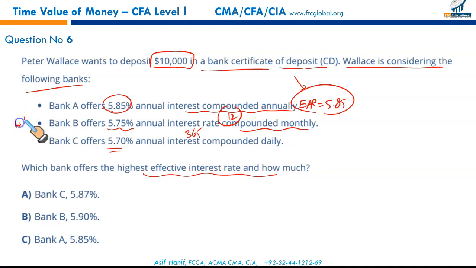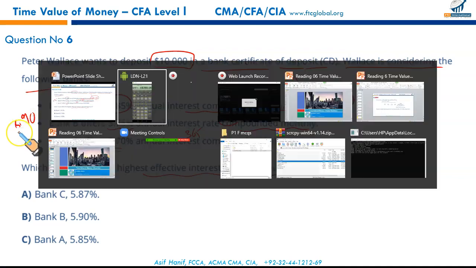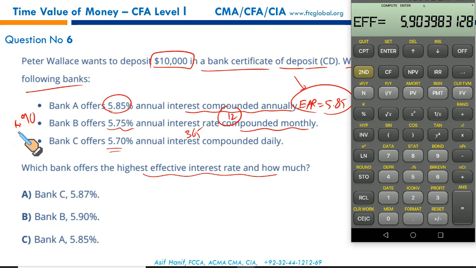Right here, 5.90, right. For the next one, the nominal rate is 5.70. Enter, up. Frequency of compounding is 365. Enter, up, and don't forget to press CPT.